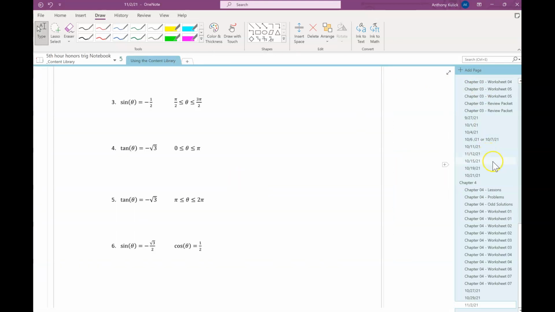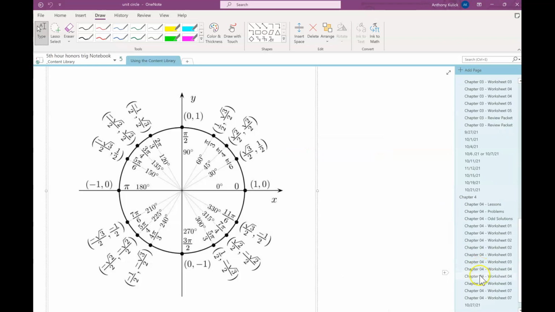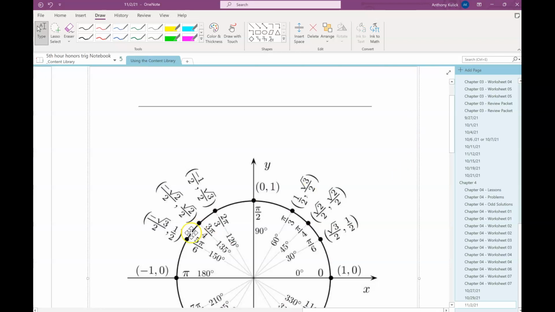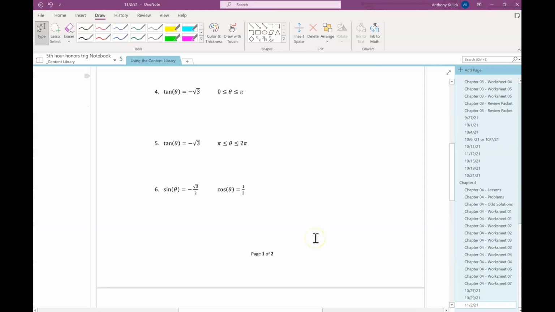And I'm going to drop the unit circle in here since the directions are asking me to use the unit circle. It just makes things a little easier if I have it right here to refer to. Okay. So this one's a little different because you're not giving a range of values, but that's okay.